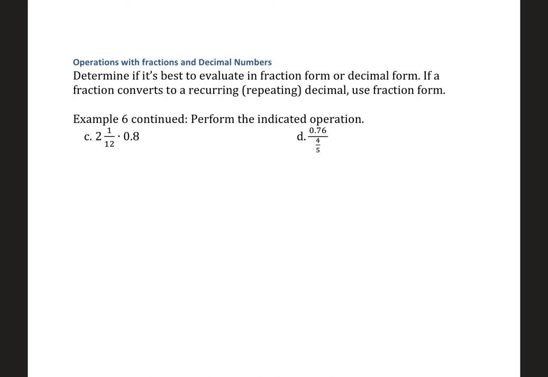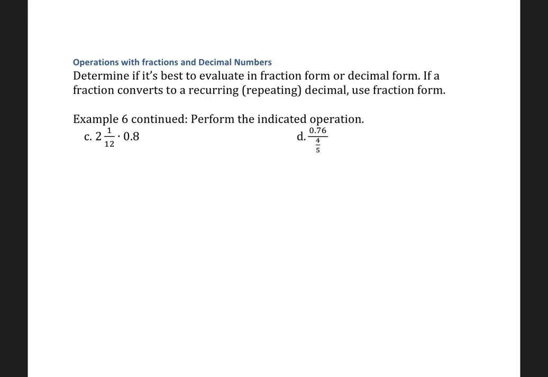And our last two examples are continued from the last one. 2 and 1/12 times 0.8. So for letter A, that 2 and 1/12, if you were to try converting it to a mixed number, which would be 25 over 12, and if you were to divide that, you would have a recurring decimal. So I want to actually convert 0.8 to a fraction.